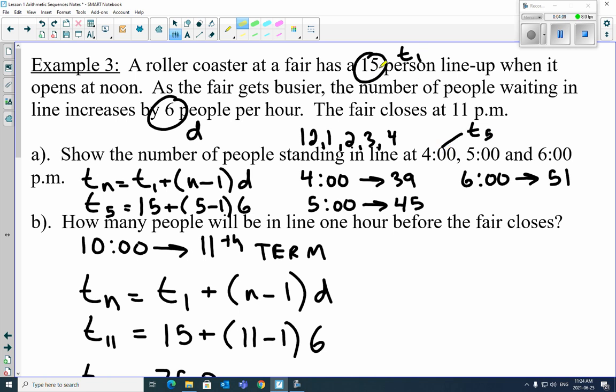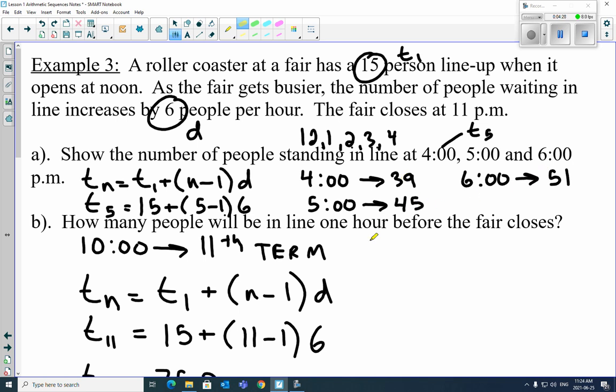T1 is 15 because that's how many people are in line right at the start, and d is 6 because it increases by that. So you can see here we plug in the formula. T5 equals 15 plus 5 minus 1 times 6. So at 4 o'clock, there's 39. Now, you could do this formula again and again and again, but we know it just increases by 6. So you could just add 6 for 5 o'clock and add 6 for 6 o'clock.